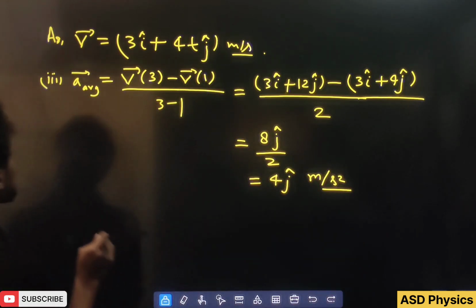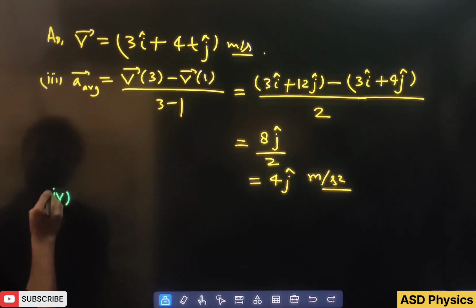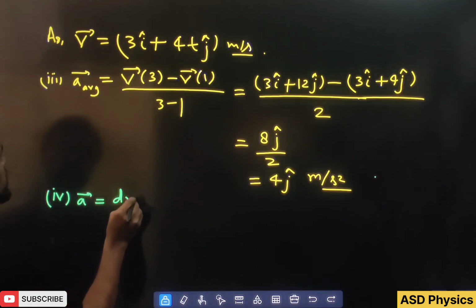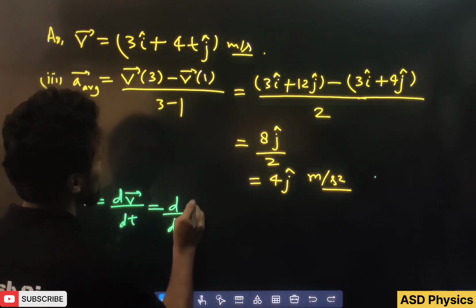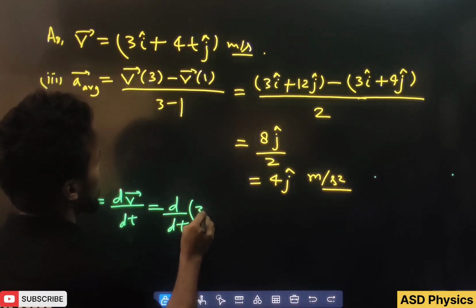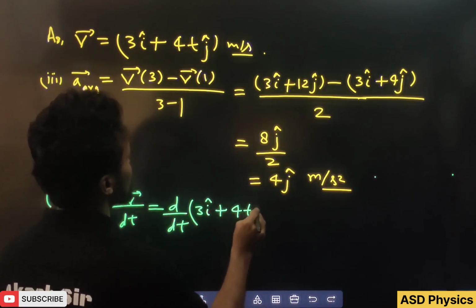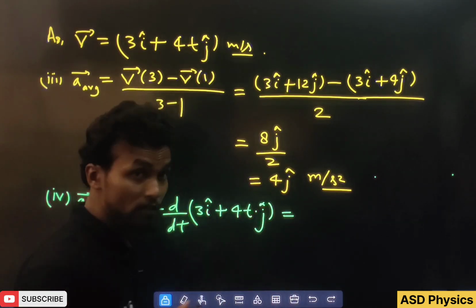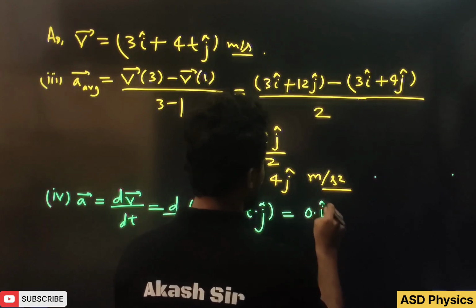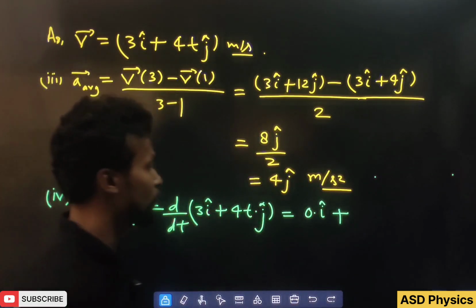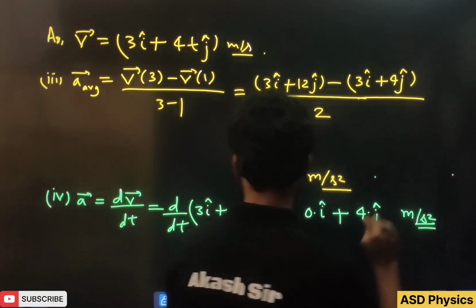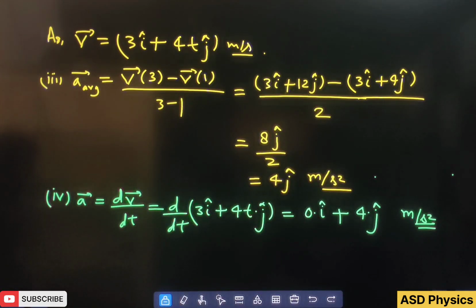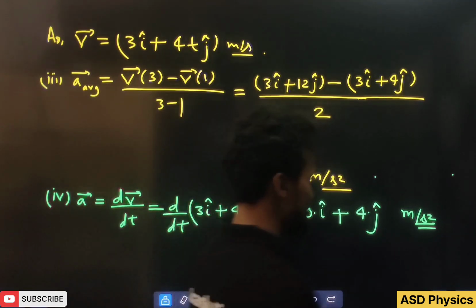Okay, great. Next, students, if you see the fourth one, instantaneous acceleration, what is coming here? This is dv by dt. That means d by dt of v, which is 3i cap plus 4tj cap. Now the differentiation of 3 is 0 i cap, and the differentiation of 4t is 4. That means 4j cap, unit meter per second square. As this is uniform acceleration, that's why you calculate average acceleration for any time interval, it will always come 4j cap meter per second square.